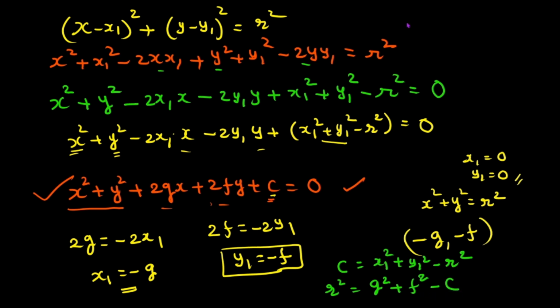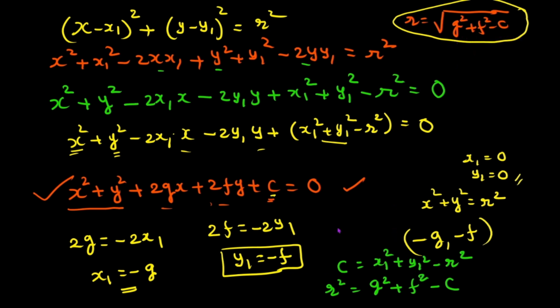And the radius of the circle is square root of g square plus f square minus c. Okay. So the radius of the circle is square root of g square plus f square minus c, and the center of the circle is minus g comma minus f. So if any equation is given, you just write it in this format, and you can find the center as minus g, minus f, and the radius as square root of g square plus f square minus c.